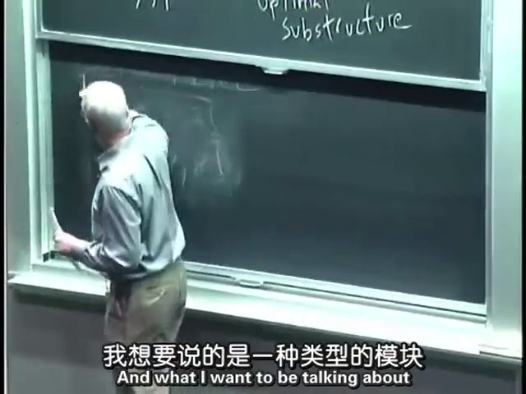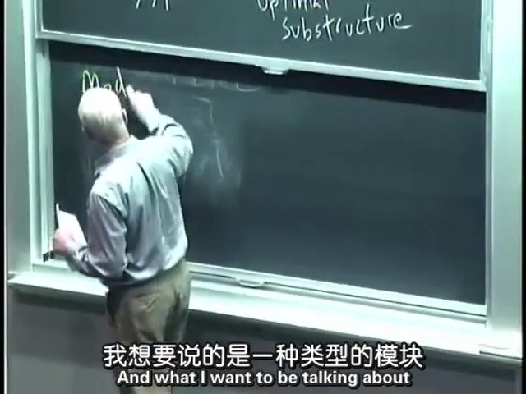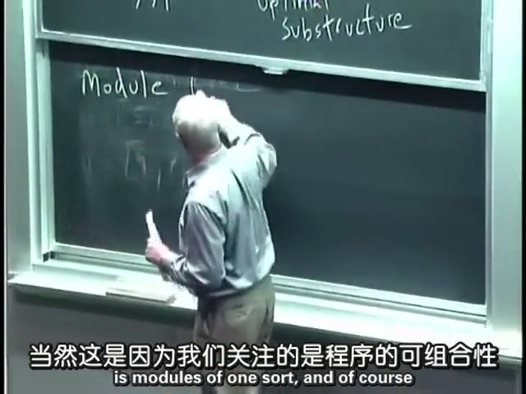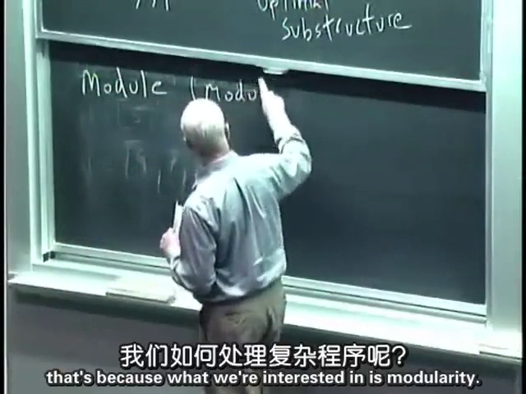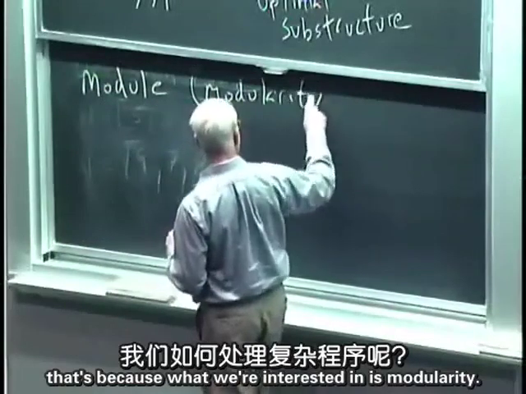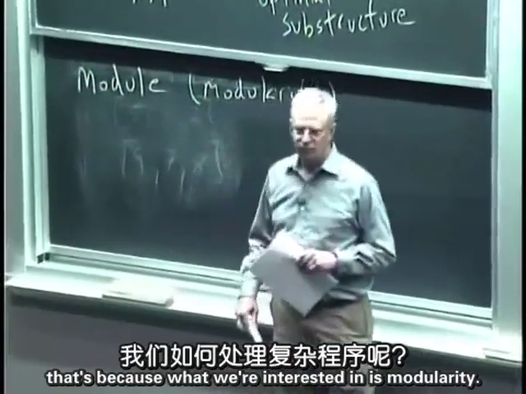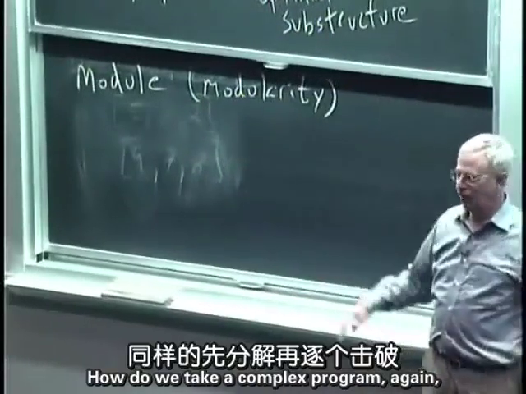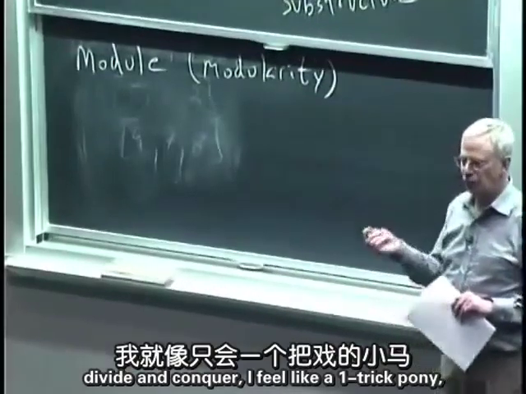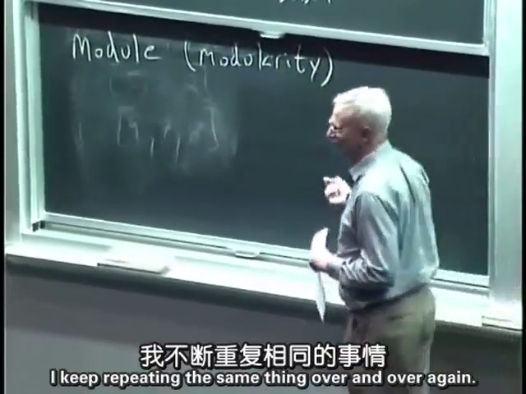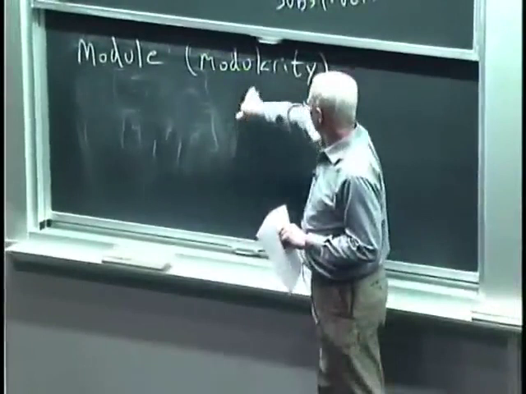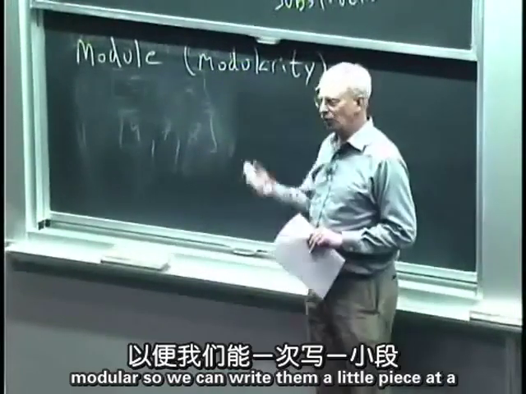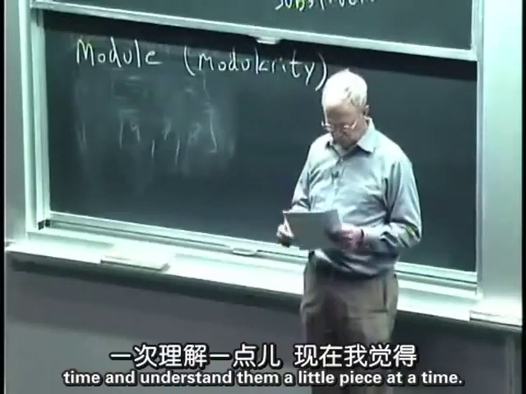And what I want to be talking about is modules of one sort. And of course, that's because what we're interested in is modularity. How do we take a complex program, again, divide and conquer? I feel like a one-trick pony. I keep repeating the same thing over and over again. Divide and conquer to make our programs modular so we can write them a little piece at a time and understand them a little piece at a time.